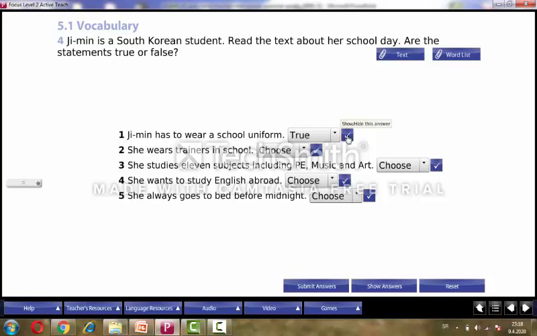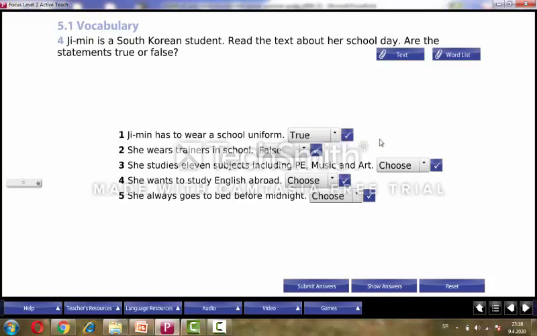Number 2. She wears trainers in school. What do you think? It's actually a very interesting thing. She doesn't wear trainers. She wears a pair of slippers each day. That's right.